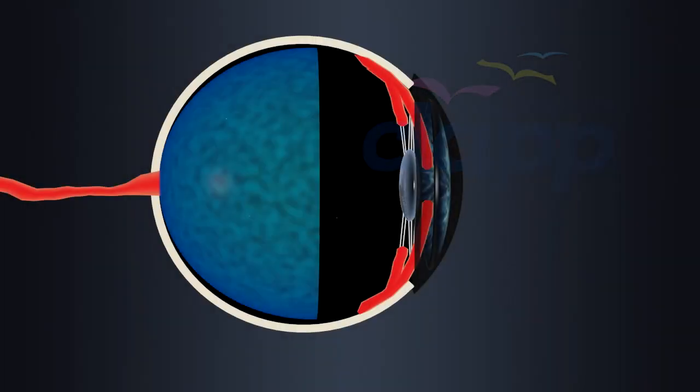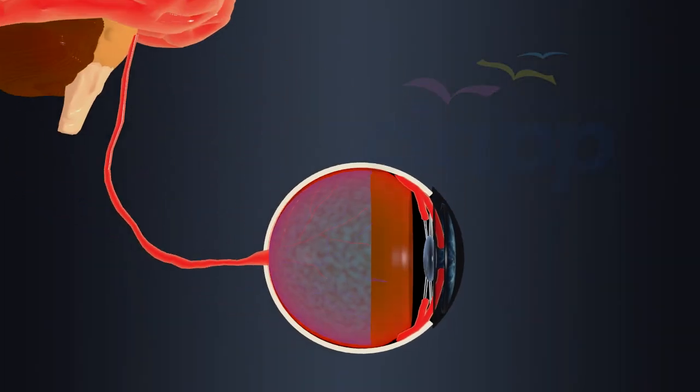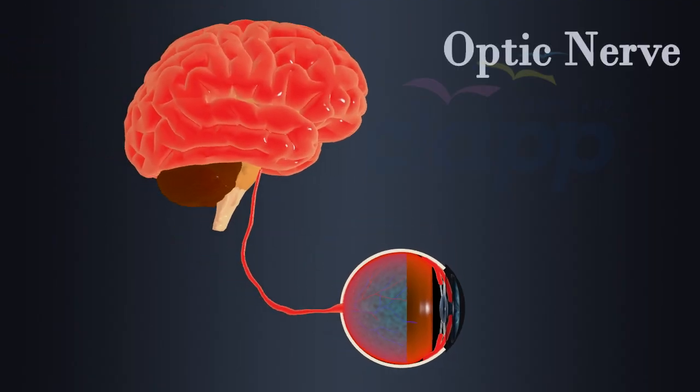Optic nerve. The optic nerve is a bundle of nerve fibers that connects the eye to the brain. It carries visual information, converted by the retina into electrical signals, from the retina to the visual centers in the brain, allowing us to perceive and interpret what we see.